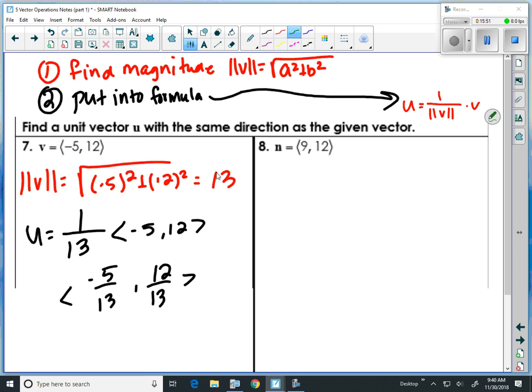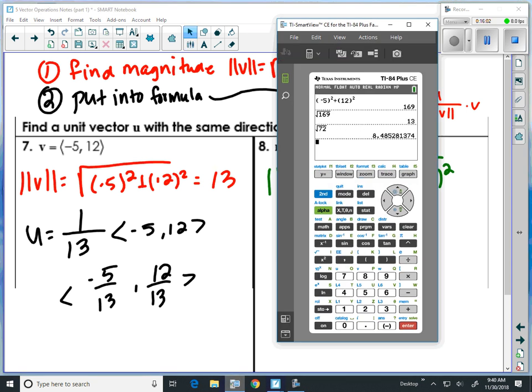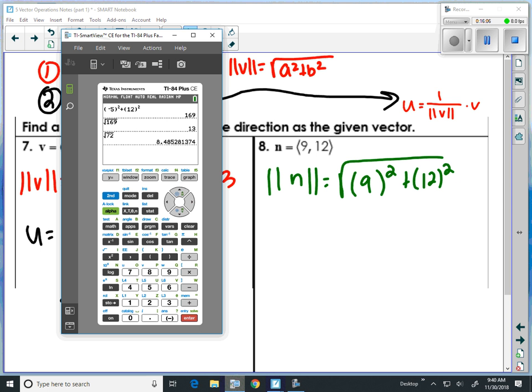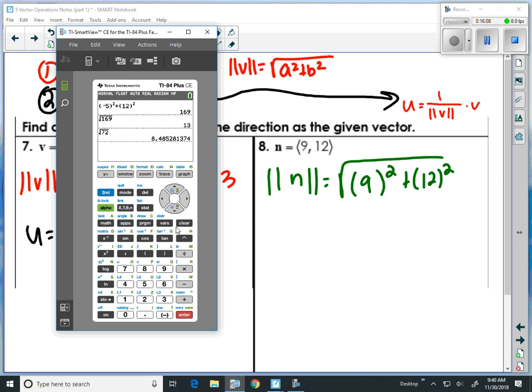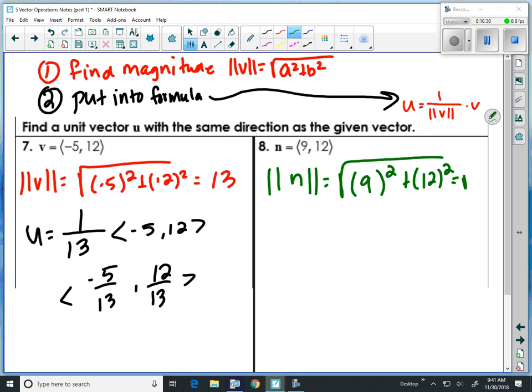All right, let's do another one. So first step, what do we do? Find the magnitude of n. So if I put it in my calculator, I'm just going to go ahead and put in the square root, and if it doesn't work, then we'll go from there. Okay, we got a nice number. That won't always happen. If it doesn't, you have to go back and just get the square root. Okay, so we get 15 for our magnitude.